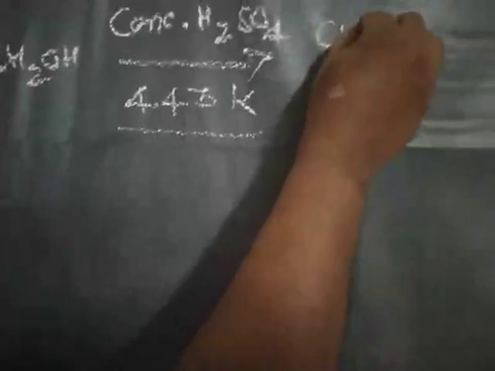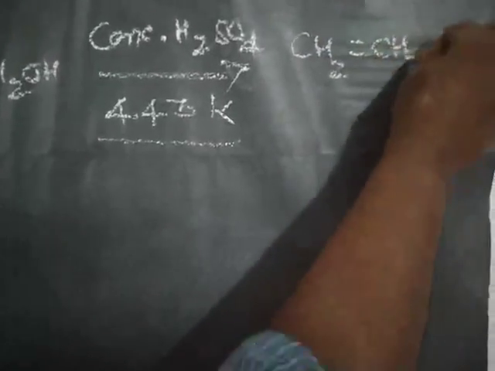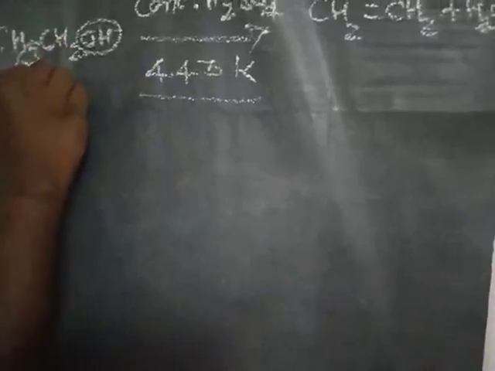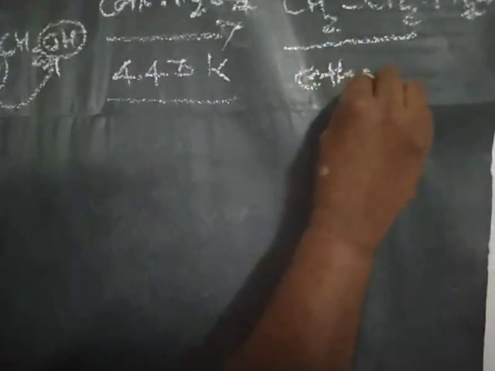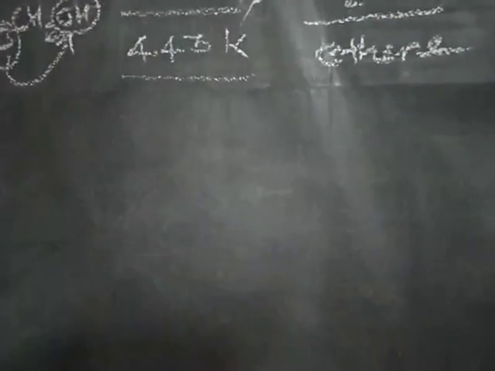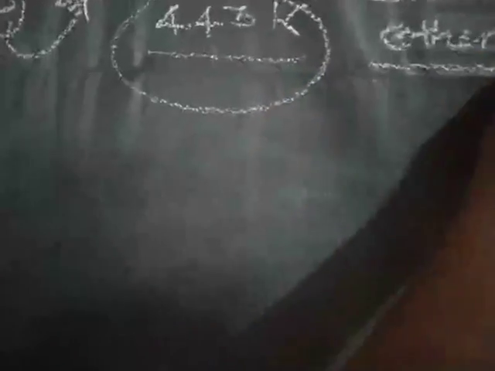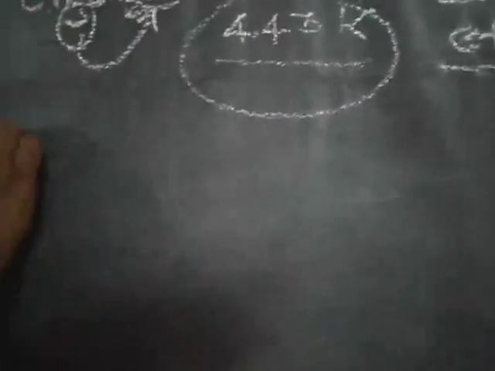So CH2=CH2 plus water. Here, from this OH, we have to remove one hydrogen, combine, and the remaining is CH2=CH2. This is called ethene. So ethanol undergoes the dehydration process in presence of concentrated sulfuric acid at 443 Kelvin to give ethene plus water molecules.